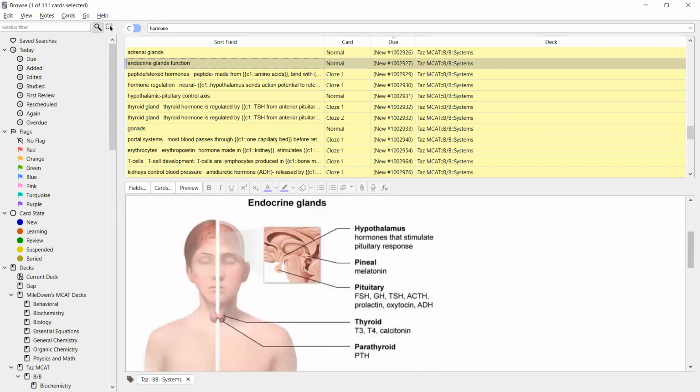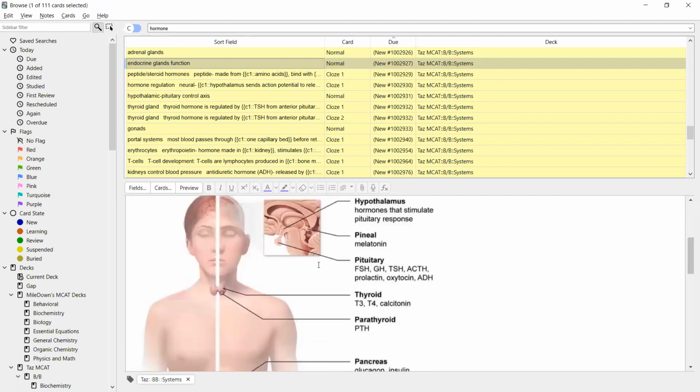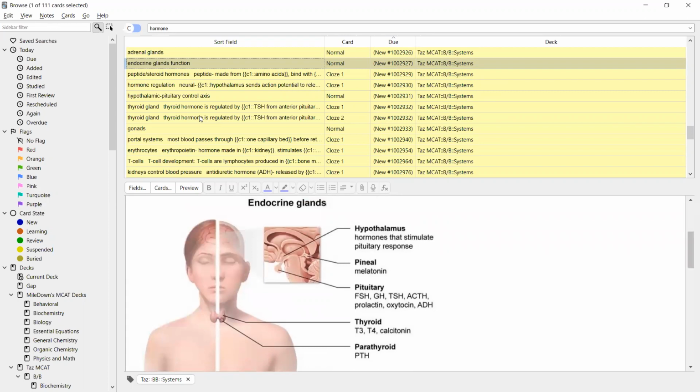So the hypothalamus, right? The hypothalamus releases its own hormones that stimulate pituitary responses. And from the pituitary, we get these hormones. So let me explain what those hormones actually are and how they work.